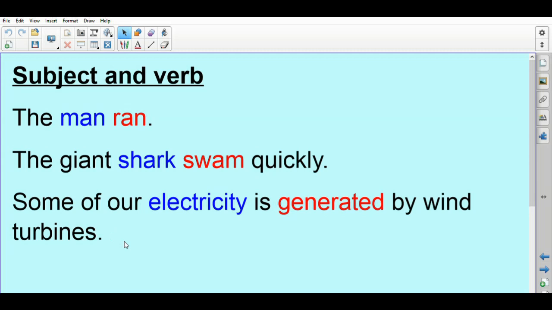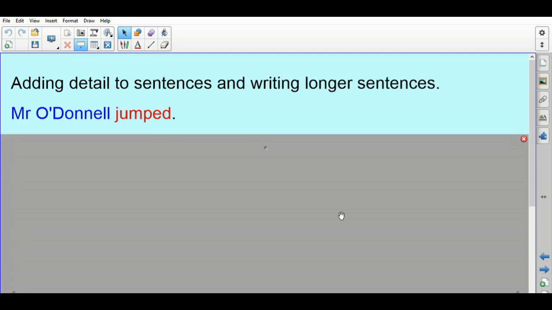And then our last one, a bit of a sciencey sort of sentence. Some of our electricity is generated by wind turbines. So the subject of the sentence is electricity, that's what it's about. And the verb is generated, to make, by wind turbines. So you can see how the first sentence is really simple, just subject and verb. And then we start having a bit of other detail in the second and third sentences. So let's have a look at building a sentence from scratch.